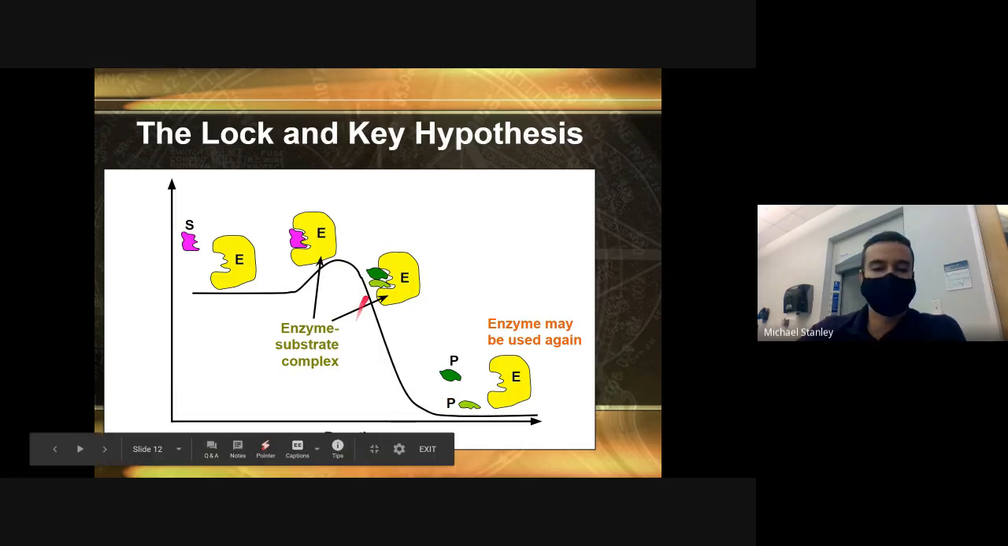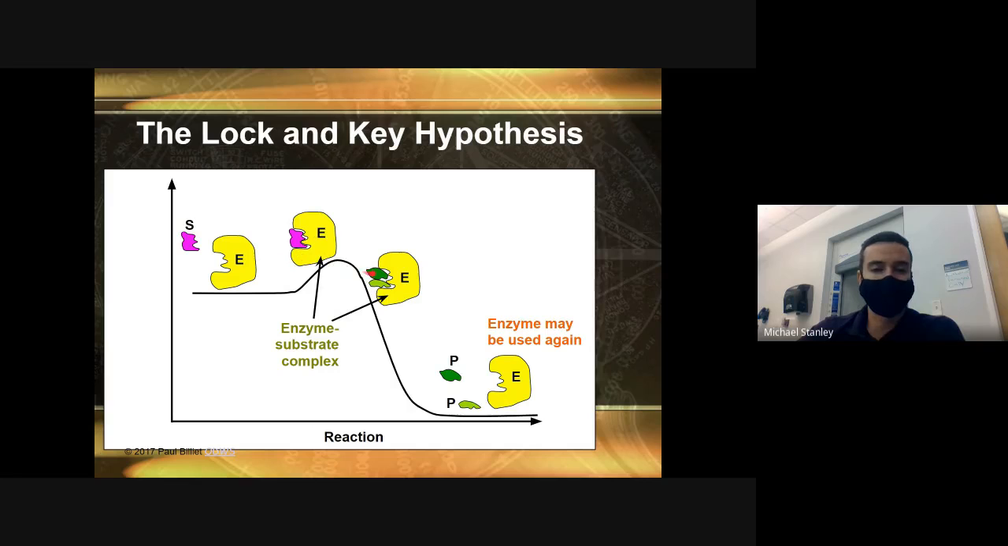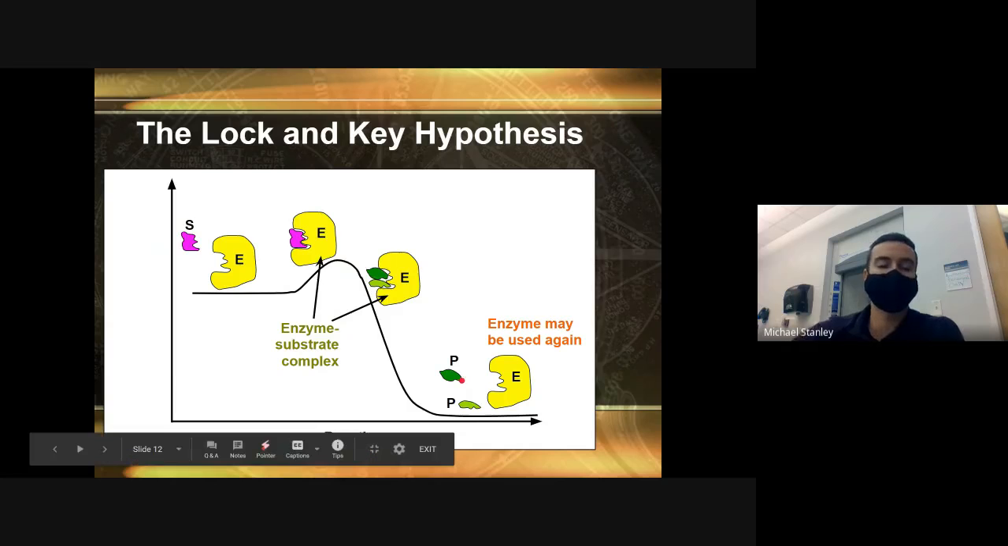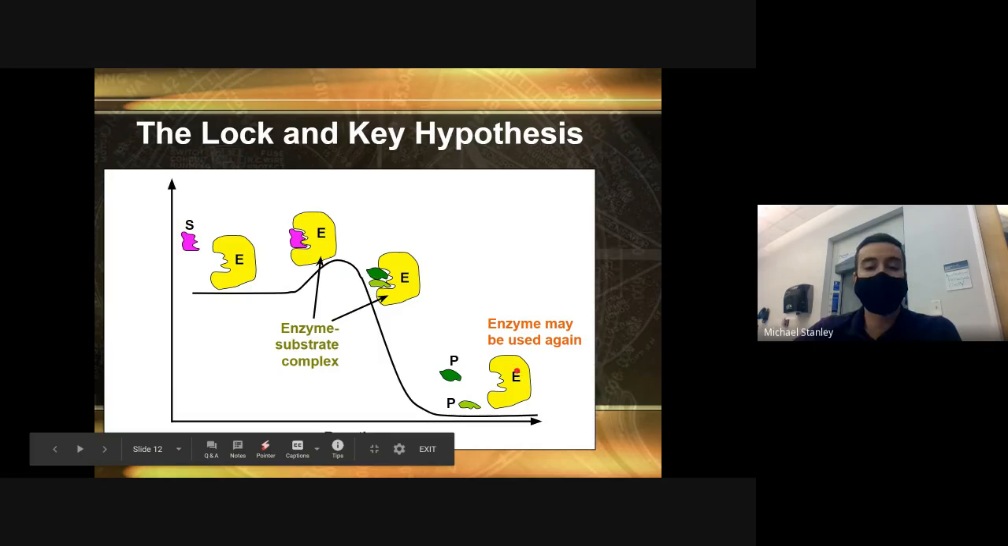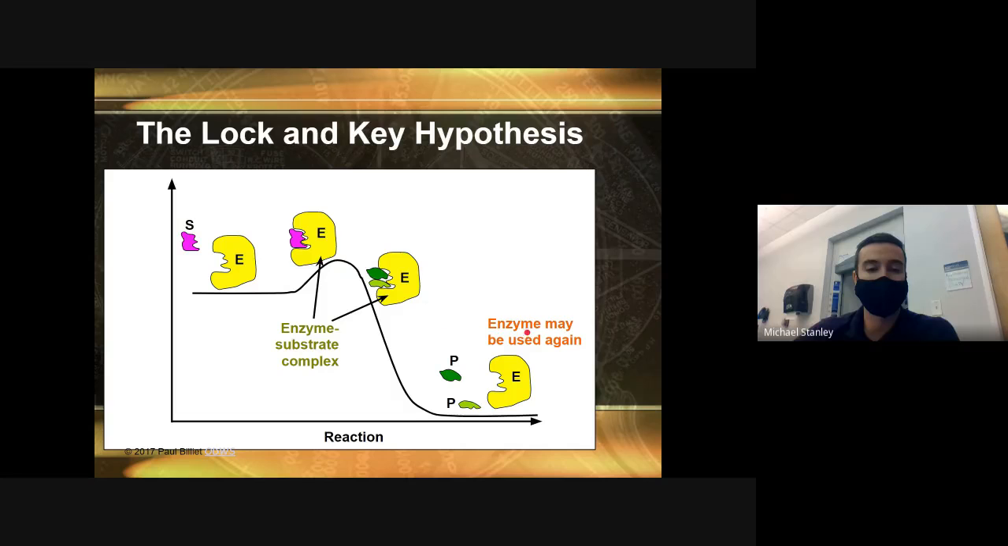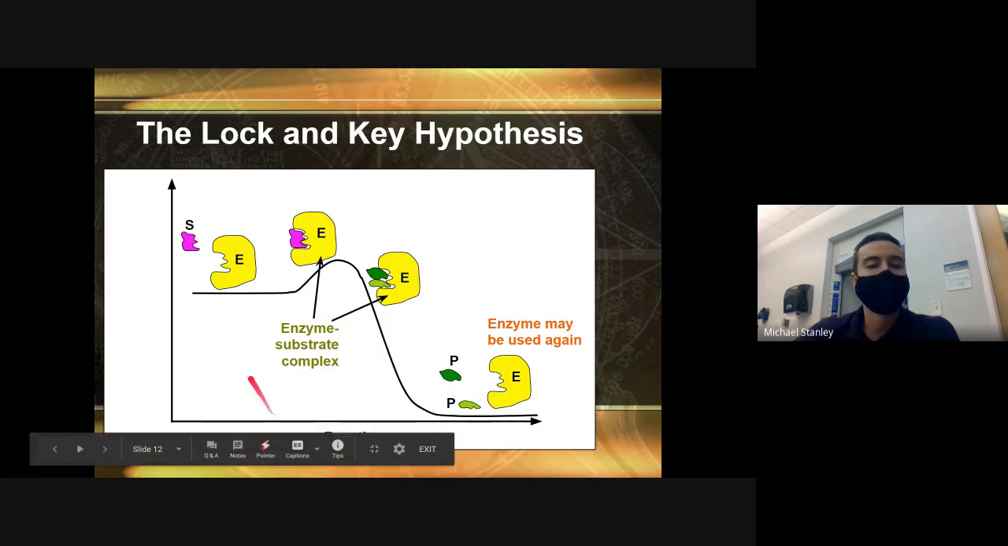Like it shows on this picture, the product is a little bit different shape than the substrate. So it doesn't quite exactly fit the active site. So the products get let go. They go do whatever they're going to go do in the cell. And now the active site on the enzyme is open, and we can use it again to go through this reaction again and again and again.